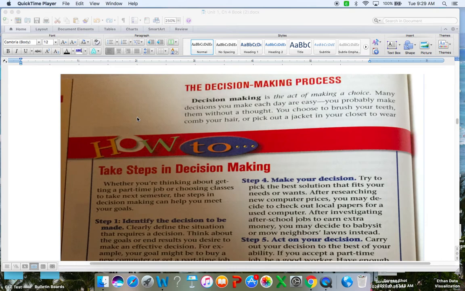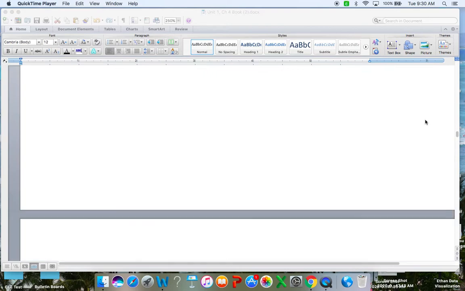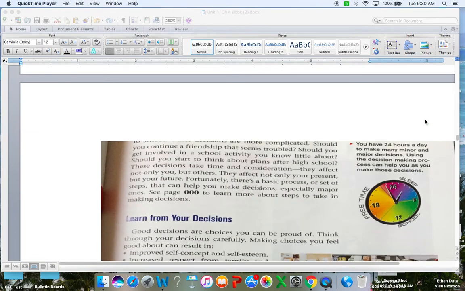Okay, this section is about the decision-making process. It says here, decision-making is the act of making a choice. Many decisions you make each day are easy. You probably make them without a thought. You choose to brush your teeth, comb your hair, pick out a jacket in your closet to wear to school, and it cut off the top part of this, so I'll just read it.